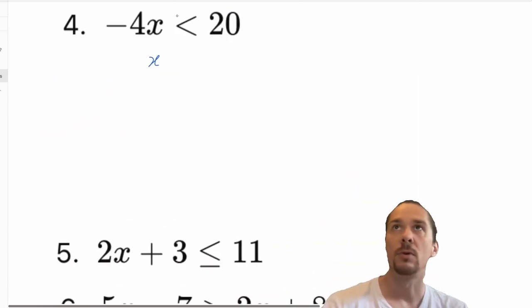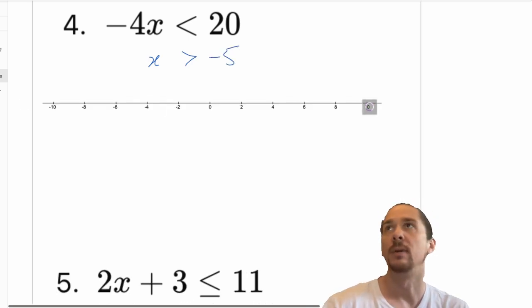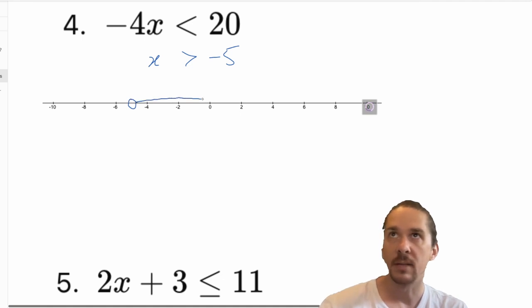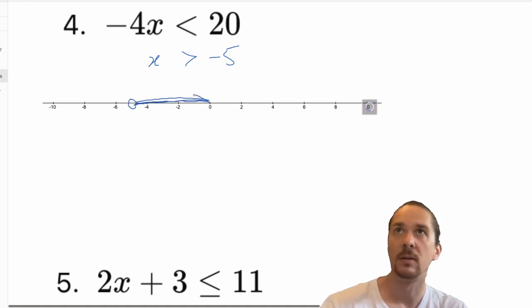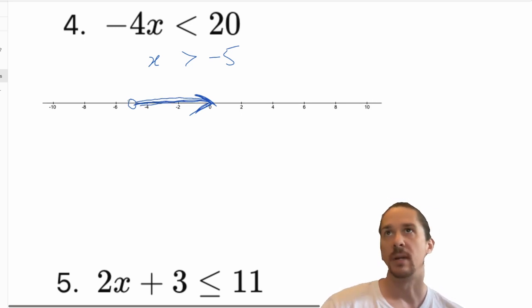Dividing by -4, we have to flip the sign, and we get that x is greater than -5. Means that we have -5 here. X is greater than -5. That means that x is in this direction here. Anything greater than -5 is a possible value of x. We have to keep this circle open. It can't be filled in.